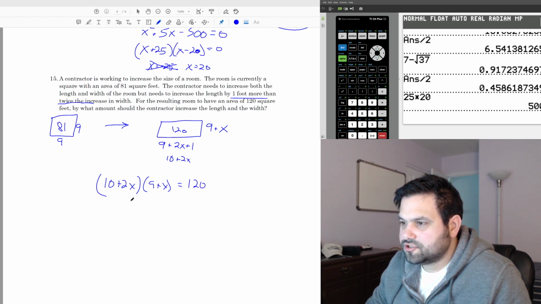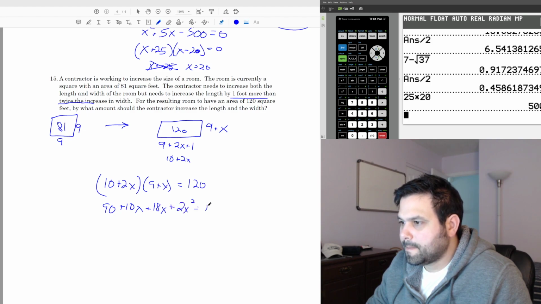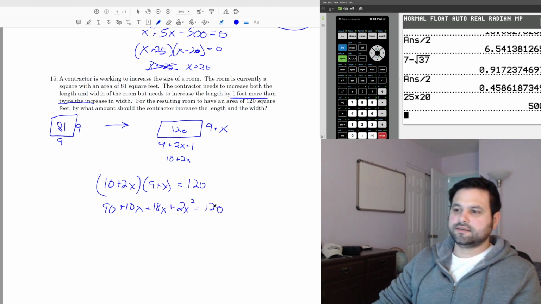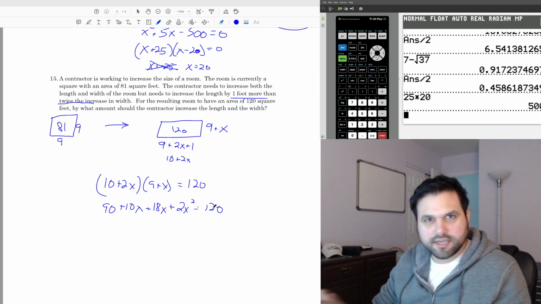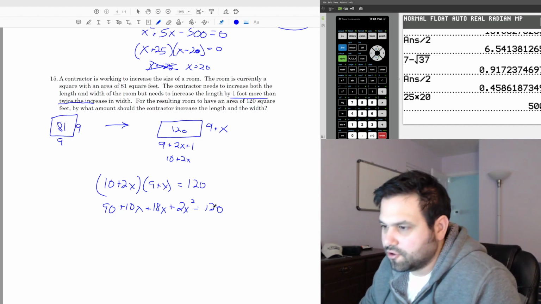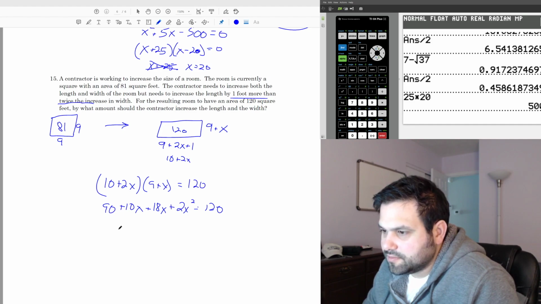And then we double distribute here. 90 plus 10x plus 18x plus 2x squared. Now I'm going to subtract the 120 and combine all like terms, put it into standard form, do all that stuff. So that should be 2x squared plus 28x minus 30.